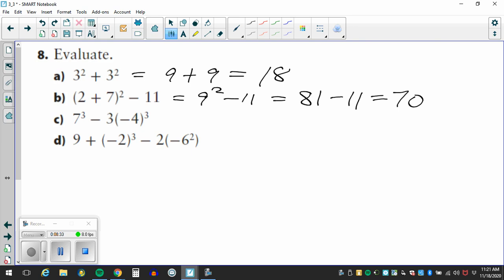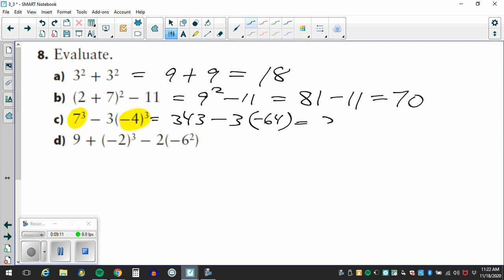In the next one, we have 2 powers. I'll highlight them for you, if I can get my highlighter up here. I have this power, and I have this power. So what I'm going to do in my first step is simplify both of those powers. 7 cubed is 49 times 7, which is what is it? 343, thank you. 343 minus 3 multiplied by negative 4 cubed, which is negative 64. So by simplifying just the powers, I get this new BEDMAS question of 343 take away 3 times negative 64.